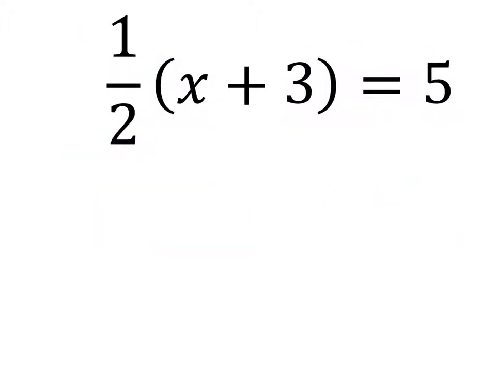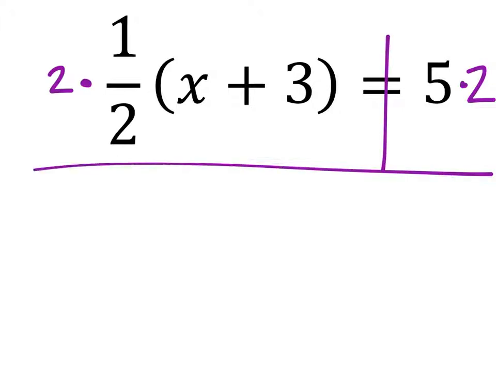So several of you said you would distribute that 1/2 first. However, it's not really necessary that we distribute that 1/2. We can do the same thing we were going to do in that last problem, where we could multiply this by 2, but we just have to multiply the 5 by 2 as well. Because if we do it to one side, we should do it to the other side of the equal sign as well.